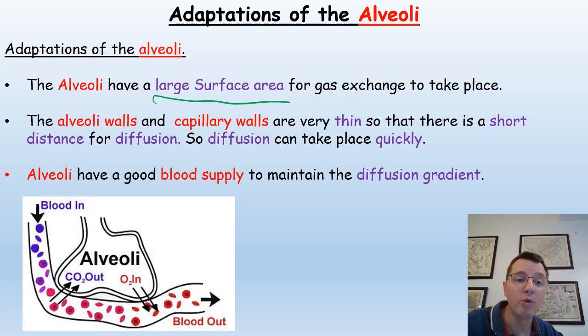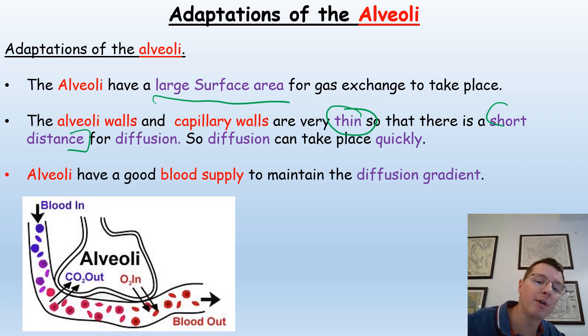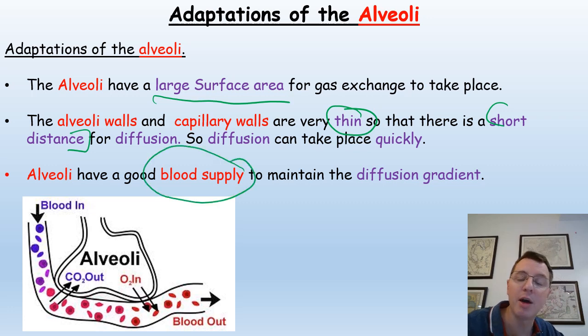The alveoli walls and the capillary walls are very, very thin, so there is a short diffusion distance, so diffusion will take place very quickly. And finally, the alveoli have a very good blood supply, and this helps to maintain the diffusion gradient.